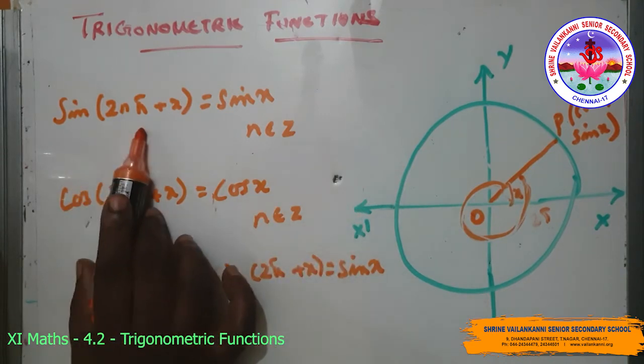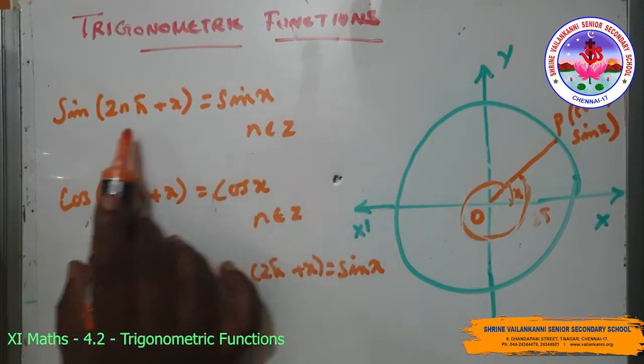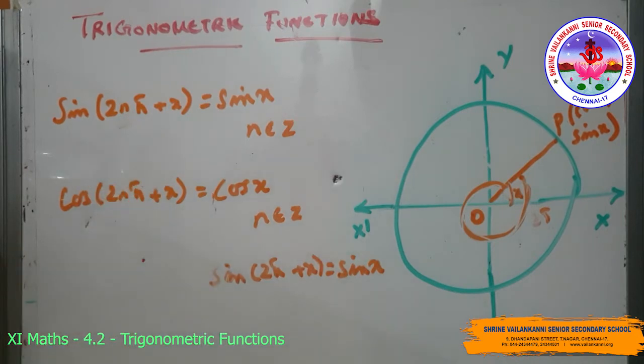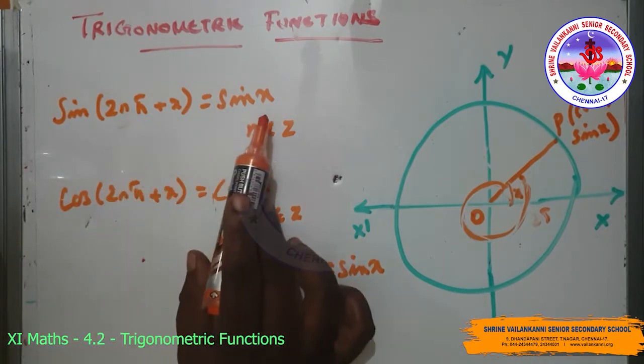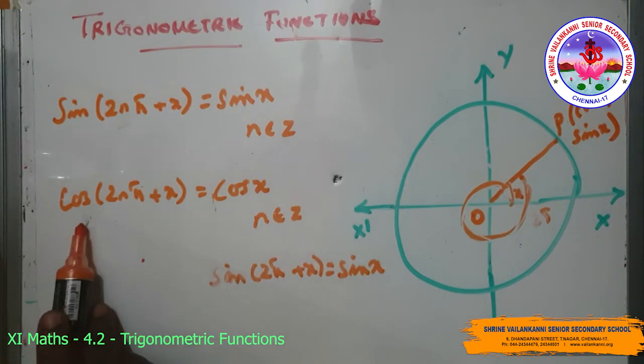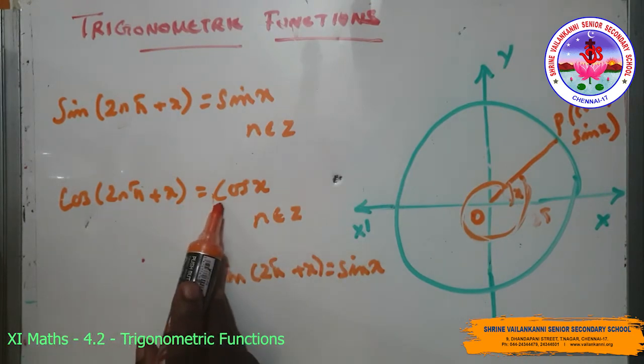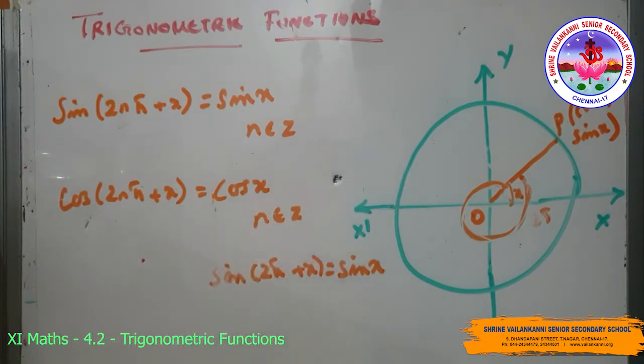So sine of 2n pi plus x is equal to sin x. If n takes the values 1 to 3, then the value of sin x will never change. And again cos of 2n pi plus x is equal to cos x, where n belongs to the integers, whether positive or negative values.